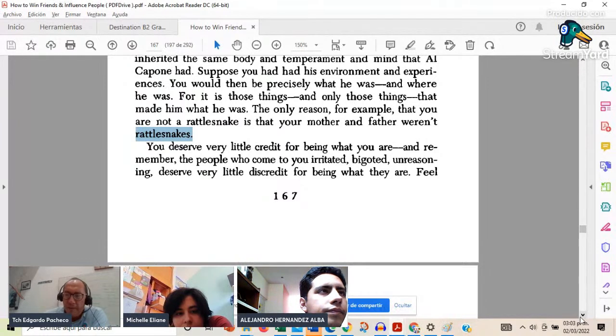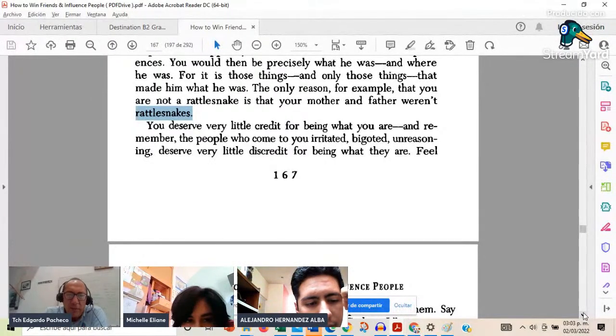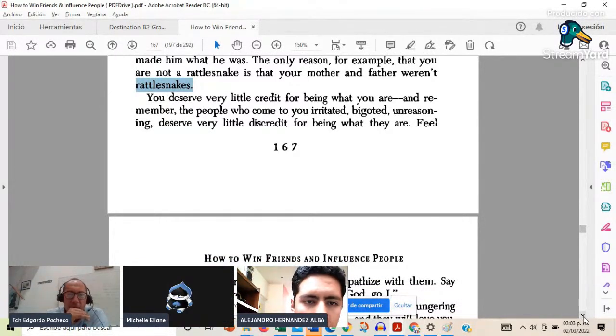Well, do you agree with that, Mitch? Yes, sure. It's obvious, right? Okay, but let's continue with the next paragraph. They are a bit interesting. You deserve very little credit for being what you are. And remember, the people who come to you irritated, bigoted, unreasoning, deserve very little discredit for being what they are.